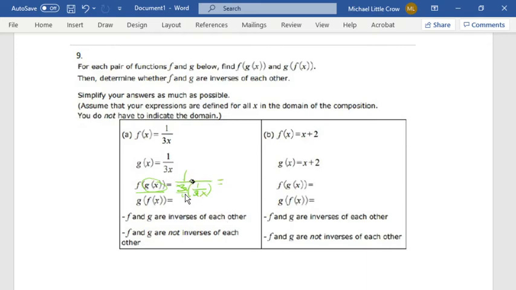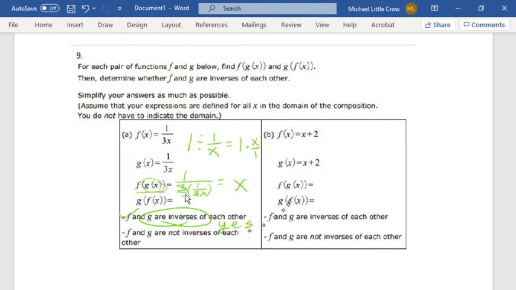Now when we're dividing by a fraction, remember to divide a fraction, we flip the second fraction and multiply. So 1 divided by 1 over x, the 3's have canceled. Invert and multiply, so that's 1 times x over 1. 1 times x is x. This is equal to x. So yes, they are inverses of each other.